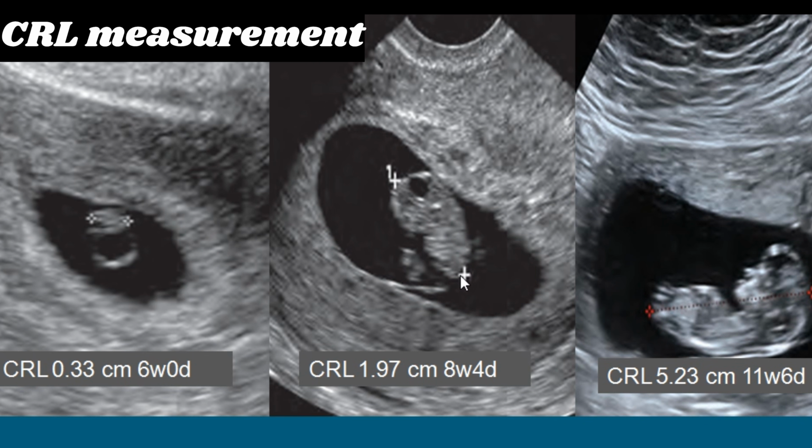Now this is another sonogram, and here we can see the CRL measurement from the top of the head to the bottom of the body, and the CRL measurement is 1.97 centimeter, corresponding to 8 weeks and 4 days. And this is another sonogram of the fetus which shows the CRL measurement from top of the head to the bottom of the body, and it measures about 5.23 centimeter, corresponding to 11 weeks and 6 days.